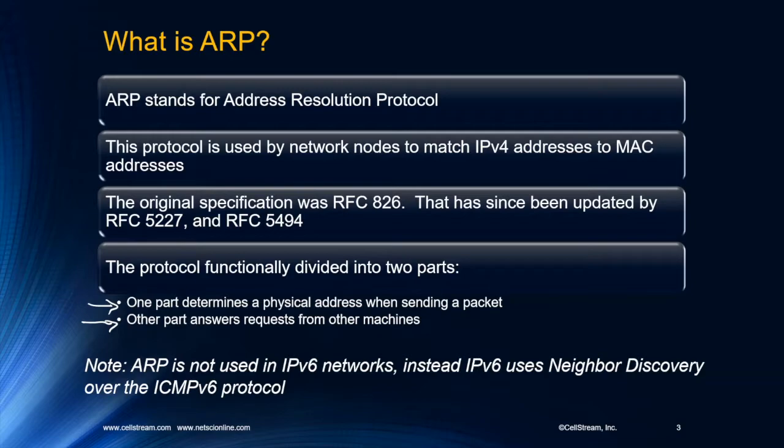Now, ARP is not used in IPv6 networks. It's only used in IPv4. Instead, in an IPv6 world, we use something called neighbor discovery, which is done over the ICMPv6 protocol. Now that's a whole other subject, and we'll just park that to the side. But if you're in a purely IPv6 environment, you're not going to see ARP messages if you try to capture them or try to see what's going on with the ARP protocol.